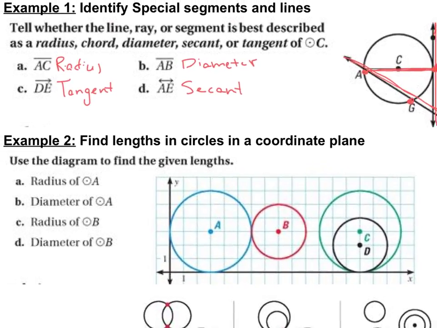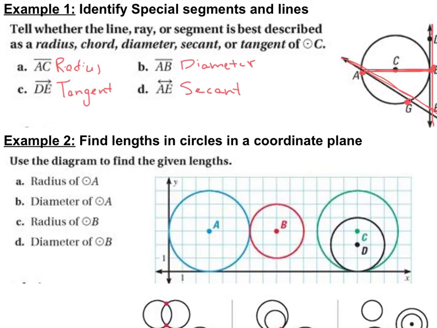Example 2 here, we're going to use the diagram to find the given lengths. We're not going to do anything special. We're just going to count because we are in a coordinate plane, so we can just count the units. It doesn't say that each unit is a certain length. It just wants us to find the given length. So the first thing is they want the radius of A. So radius, remember, is just from the outer circle into the center. So that's going to be 1, 2, and 3. So this would be 3 units.